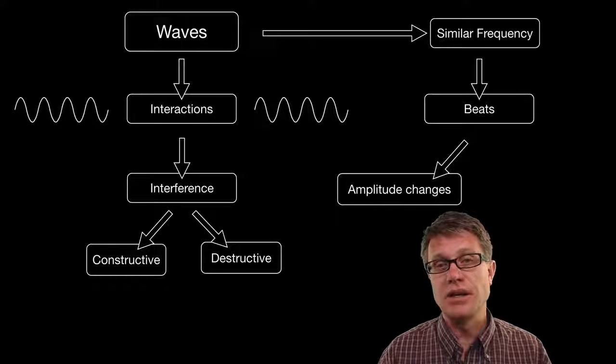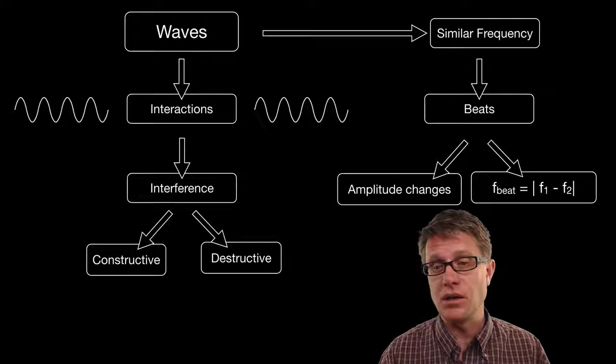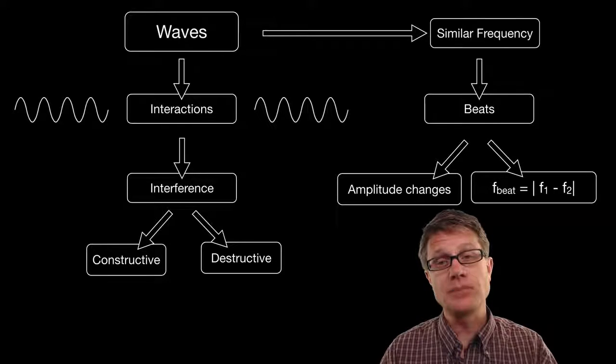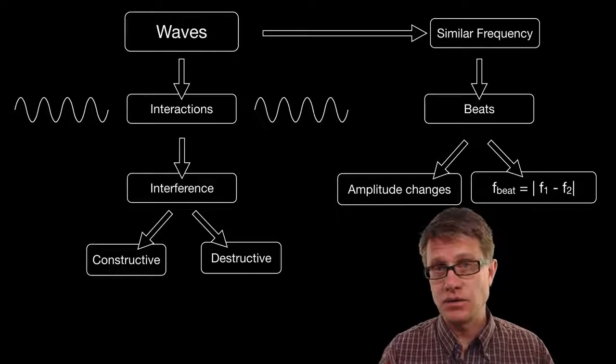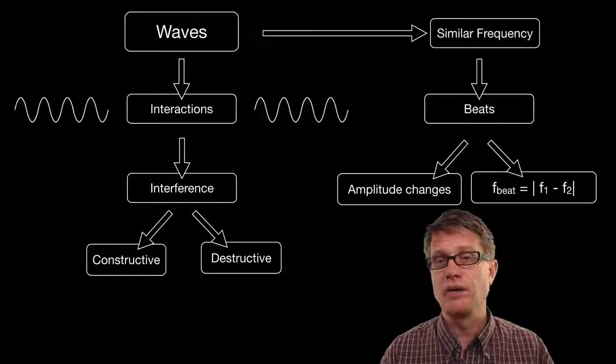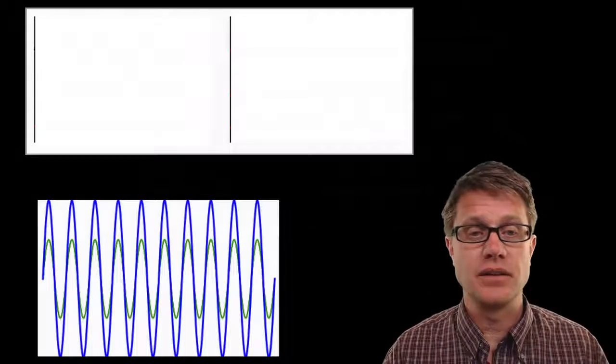Now it's really easy to calculate the frequency of the beats. All you do is frequency of the beat equals the absolute value of the difference between the two frequencies. So if I know frequency 1 and 2, I simply subtract them and take the absolute value of that.